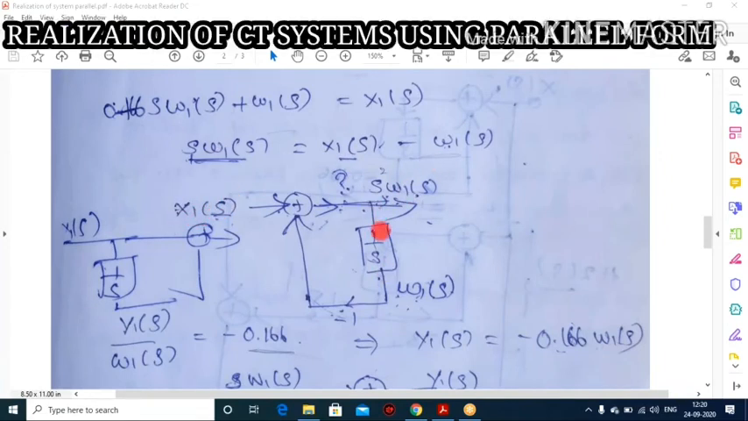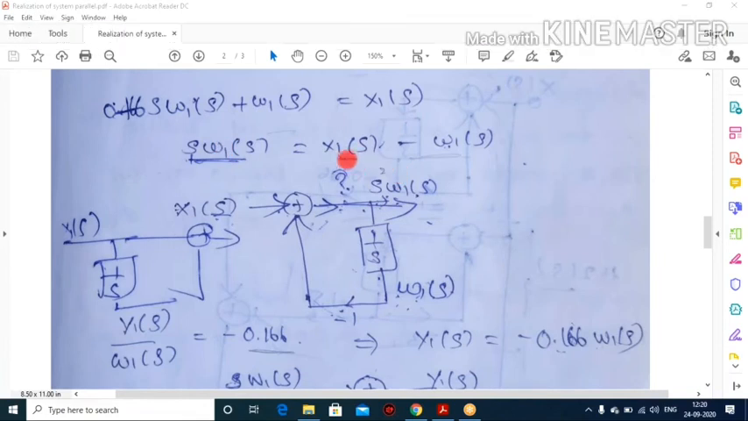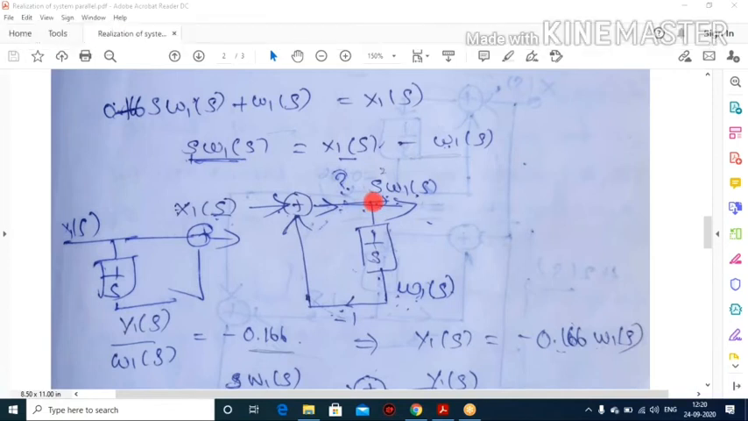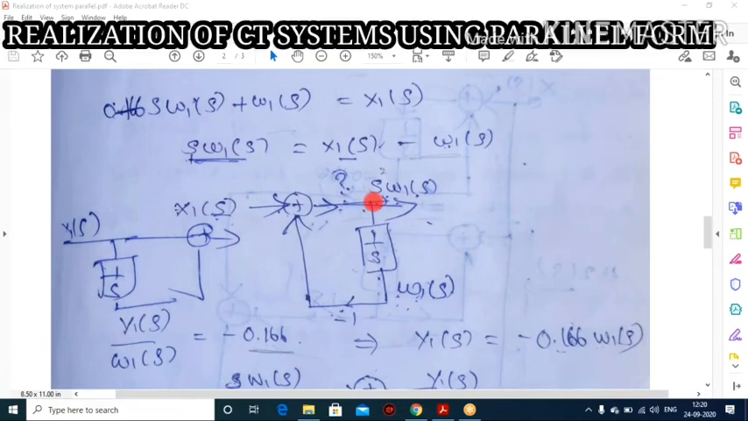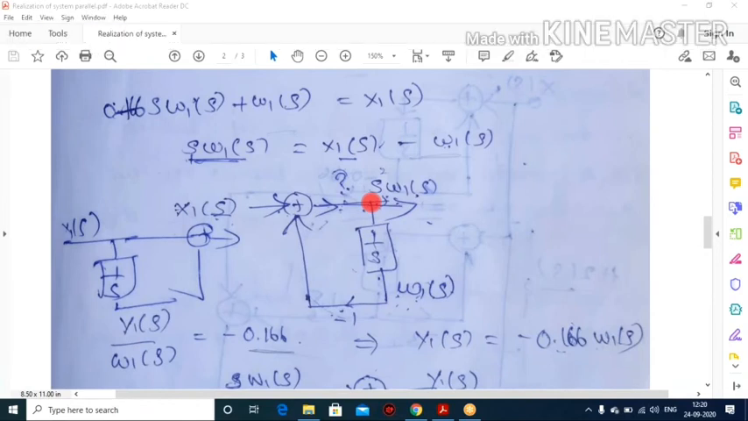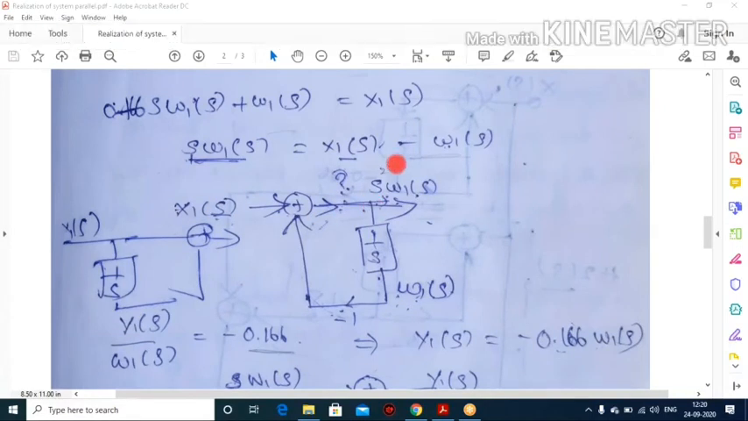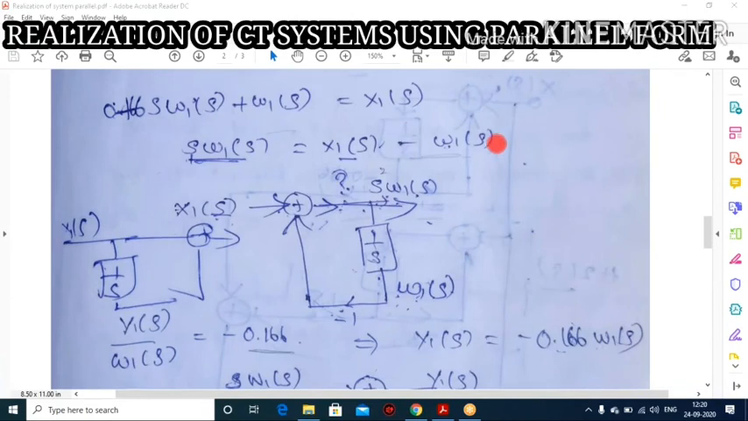Okay, now you are connecting the entire block here, because the first signal is X1 of s, so it can be received here. Just keep your eye on my pointer location. In this location, the first signal it can receive is X1 of s, so straight away it will come here. Next is minus W1 of s.